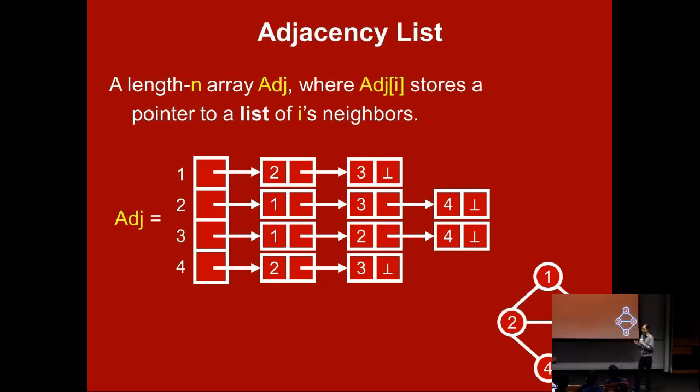i. So I'll try to draw a picture here. So the adjacency list is an array, size 4 in this case, and each entry in the array holds a pointer to a list of the neighbors. So this says that, maybe this is like a linked list, for example, 1 is connected to 2 and also to 3. 2 is connected to 1, 3, and 4. 3 is connected to 1, 2, and 4, etc.